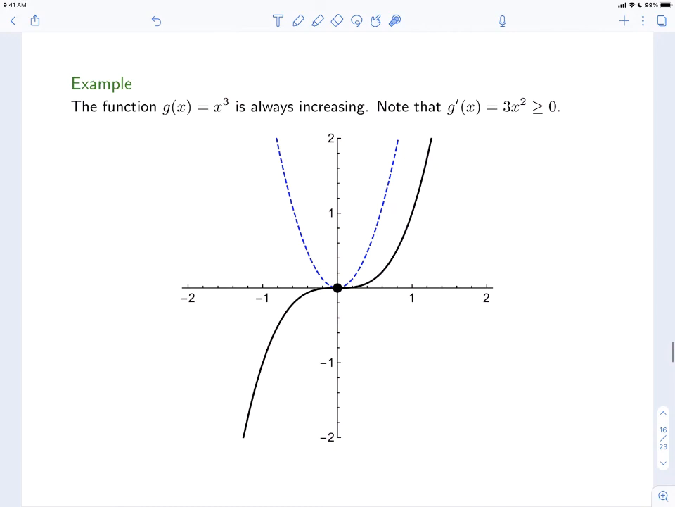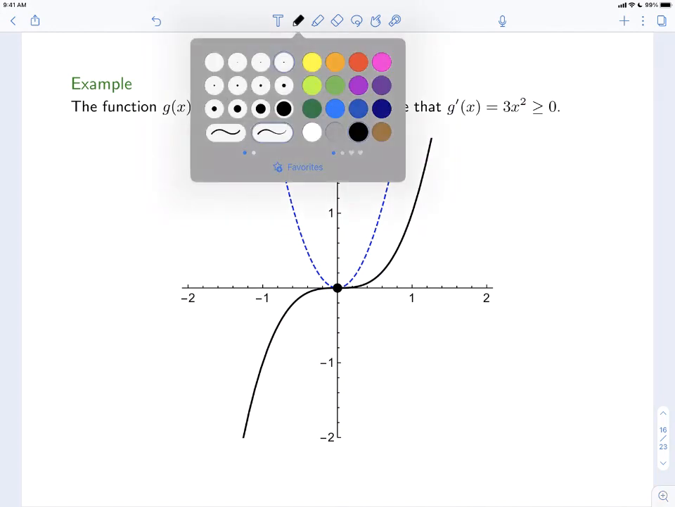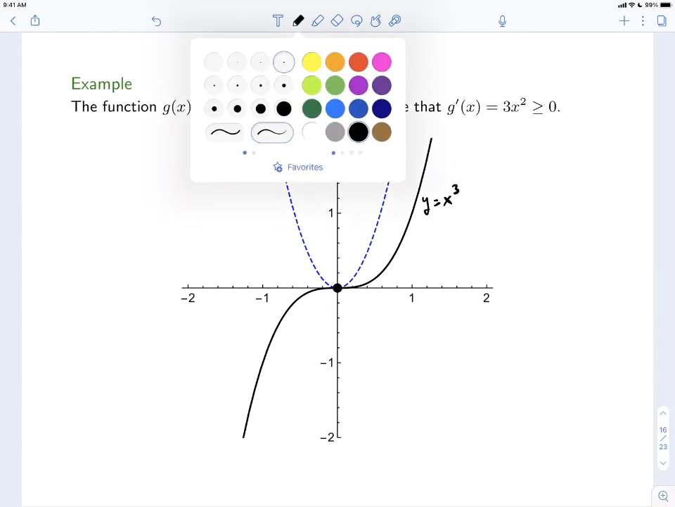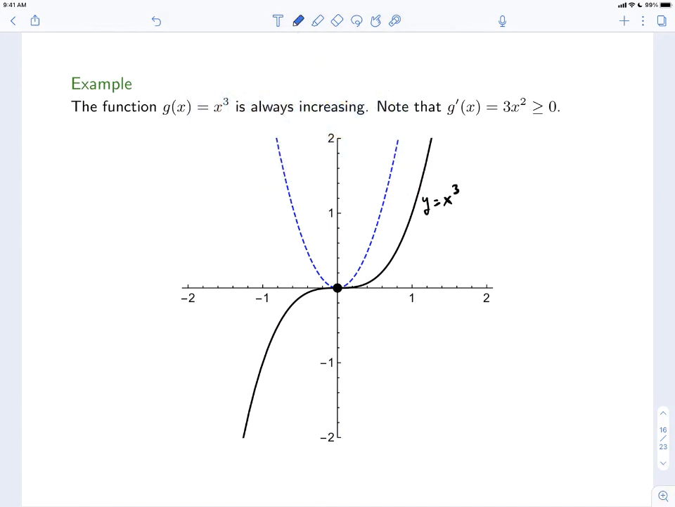Let's up the exponent by 1. So now we're looking at g of x equals x cubed. So once again, we have a solid graph here, and that's y equals x to the 3. And we have a dotted blue graph, and that's the derivative. That's y equals 3x squared. Now 3x squared is never negative. It's always positive away from 0. And you can see that on this blue dashed graph.